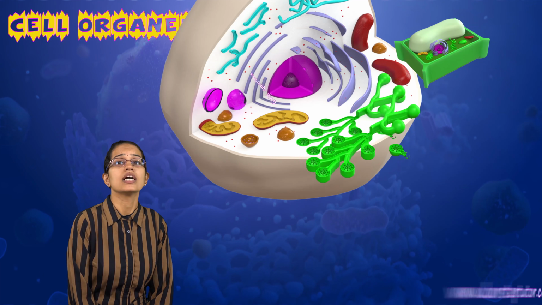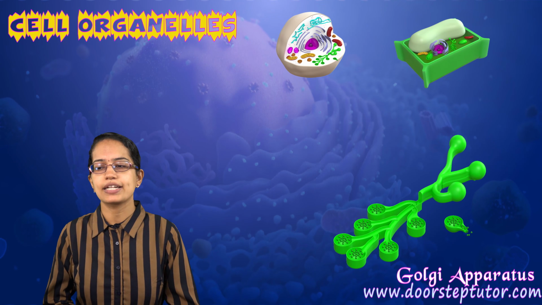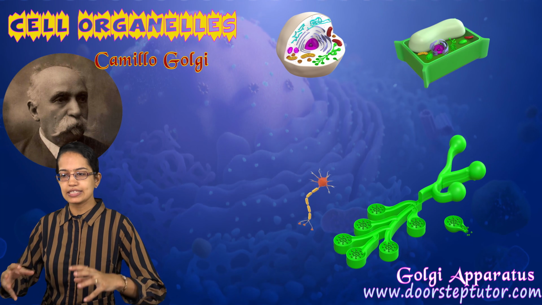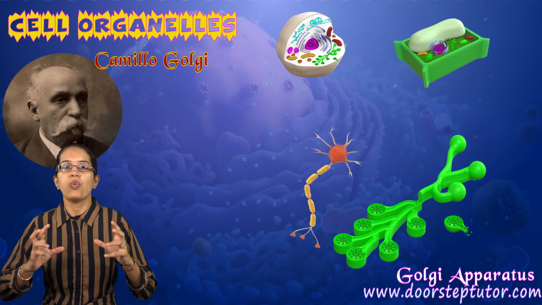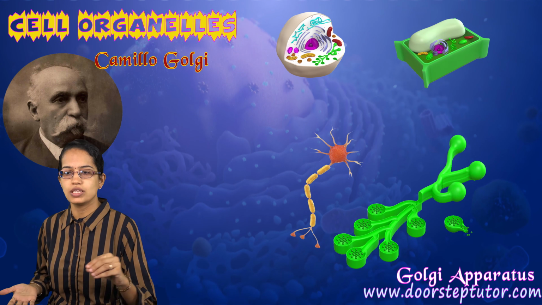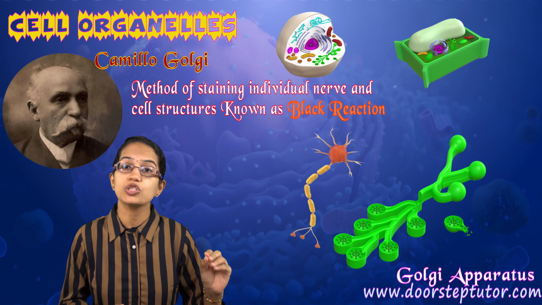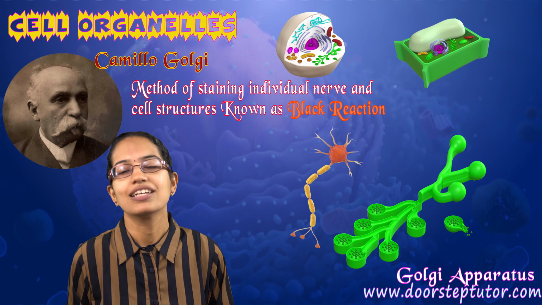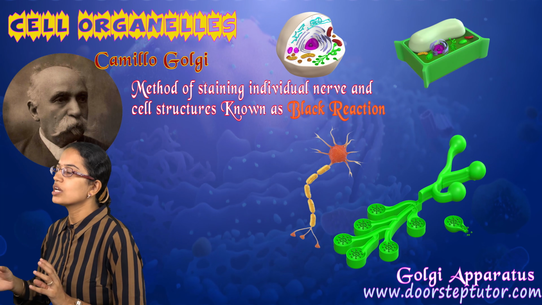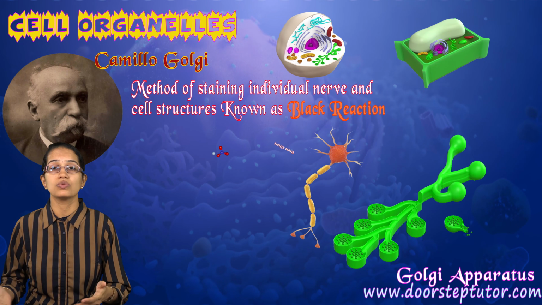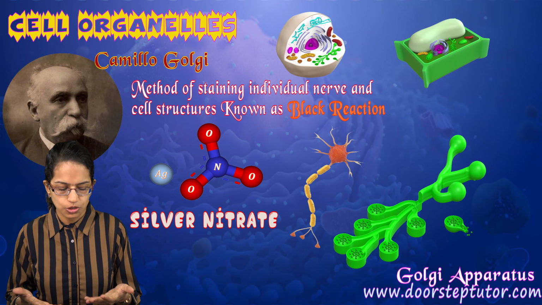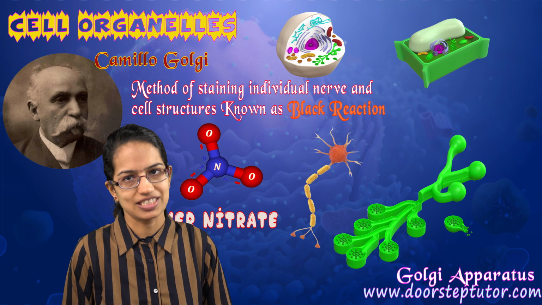The next is Golgi apparatus. Golgi apparatus was first described by Camillo Golgi, and he basically studied the nerve cells. While he was studying the nerve cells, he stained some of the individual nerve cells, and this method was known as black reaction. This method actually used silver nitrate, and with the help of the silver nitrate the Golgi apparatus was discovered.